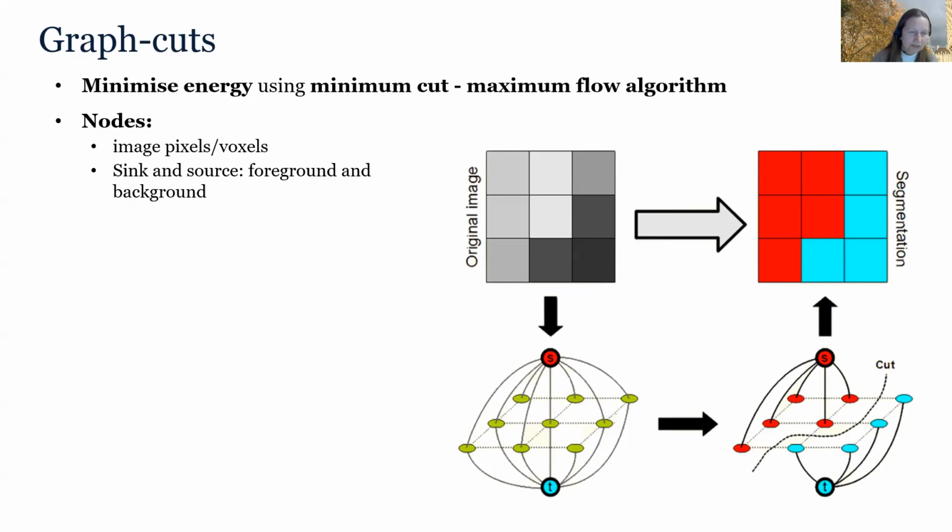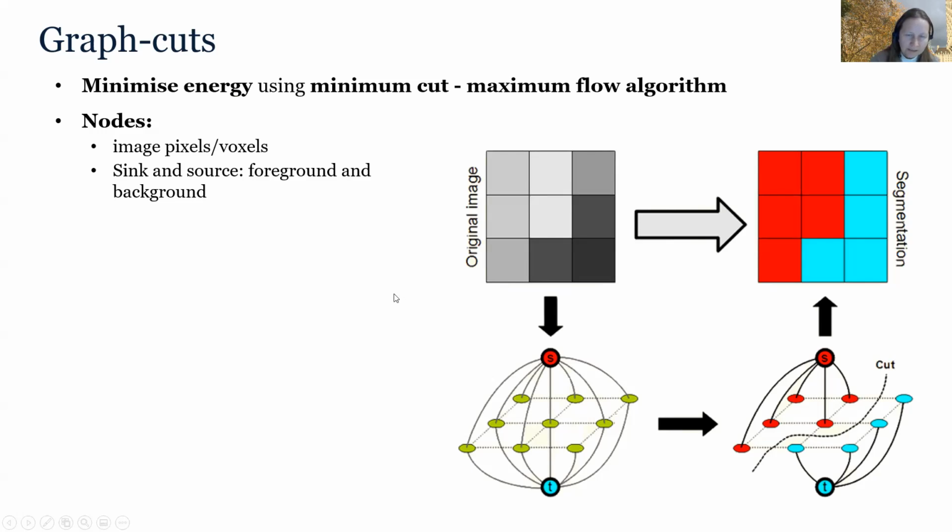All right, so let's discuss how we will create this weighted graph. Nodes will be image pixels or voxels. Each of these pixels will be a node. You can see them here. And we will have two special nodes called sink and source, which represent foreground and background. The idea here is that the flow goes from source to sink, sorry. Everything flows out of the source and flows into the sink.